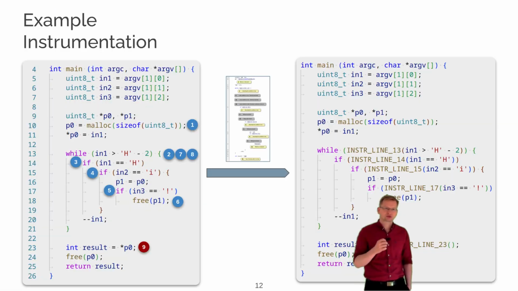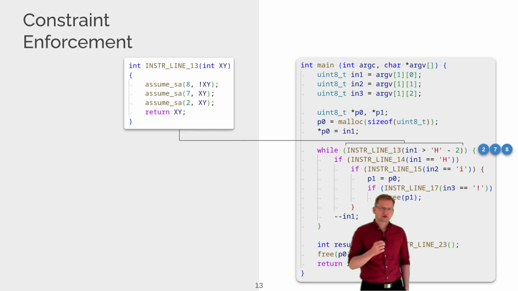An instrumented program looks as follows. For every step in the trace that tells us what condition has to hold or not, we insert a function call such as install line 13 in the while condition or install line 14 for the first if statement. We also mark the final bug location with another function call, here install line 23. Each of those functions contains one or more calls to assume SA. This is an intrinsic function that is handled by the execution engine directly. The first parameter is the step number, the second one the condition.